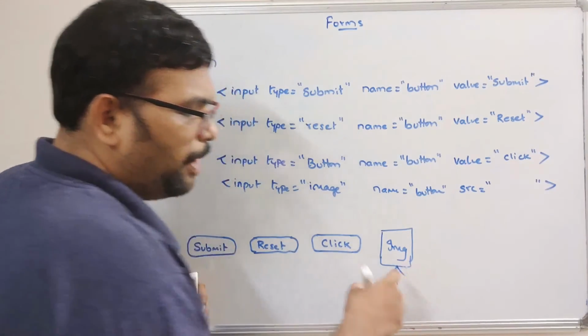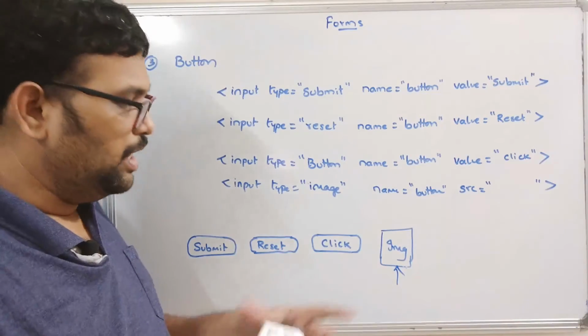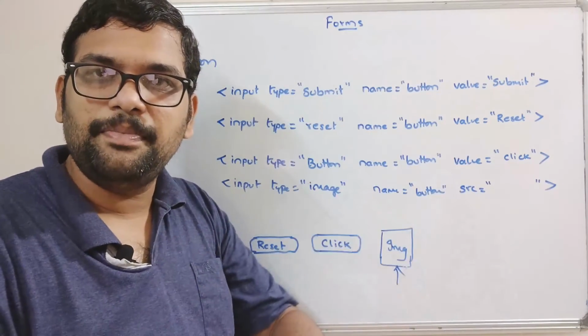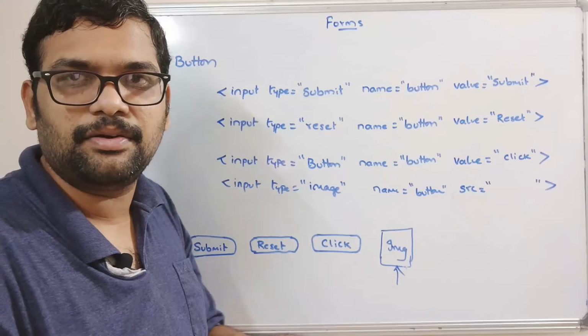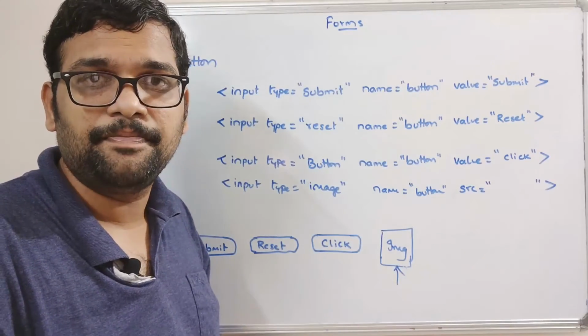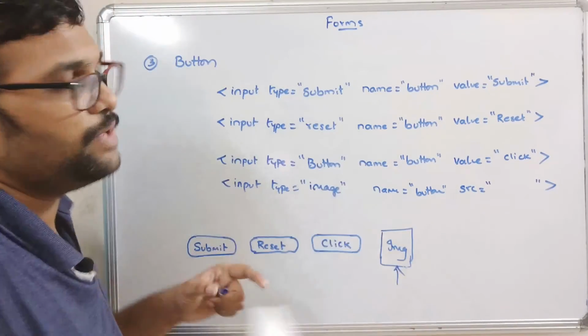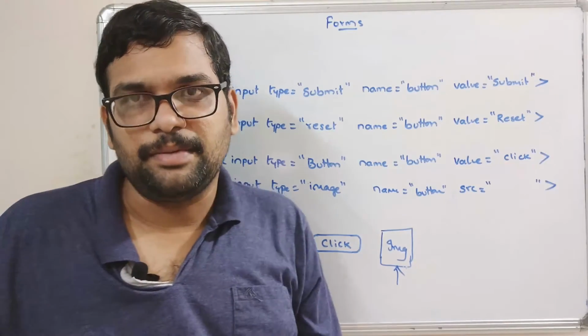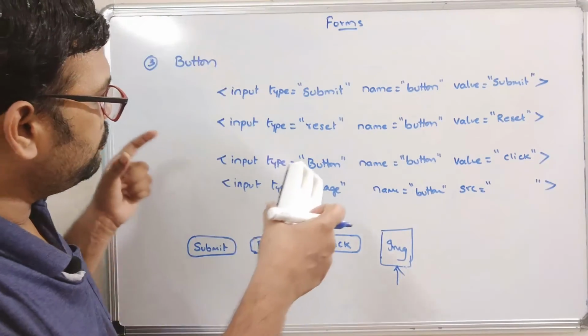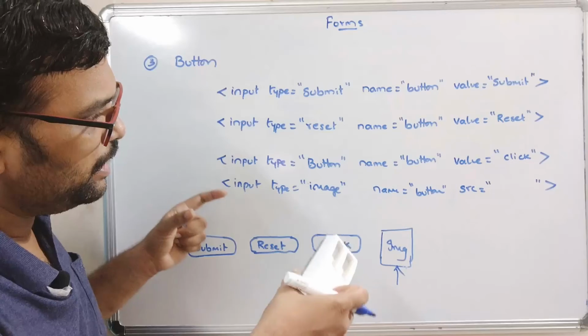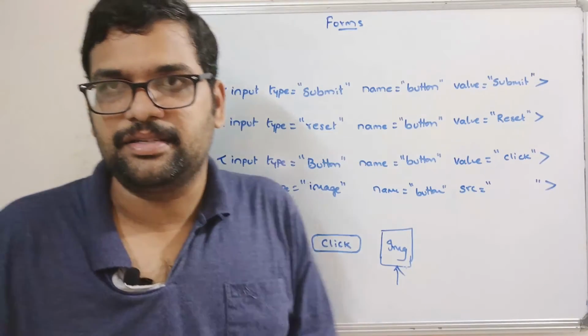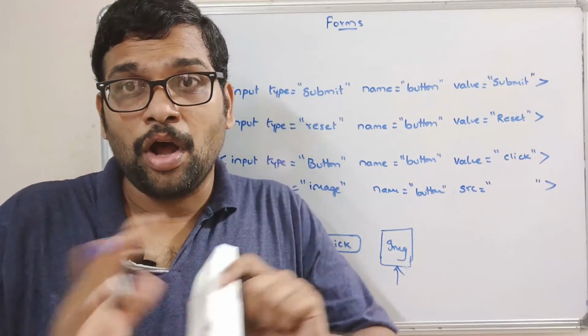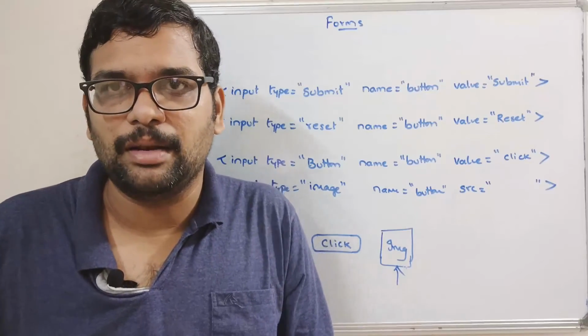Whatever the image is there, that image will be created, and the button will be applied for this image. So if you click on this image, it will be redirected to somewhere else. All those things we will be discussing in our JavaScript. Initially in this session we are learning about how to create the elements, not how to redirect from one element to another element.